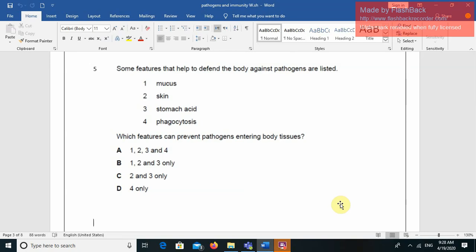Now, phagocytosis: phagocytes come and defend the body after the pathogen gets into the cell. That's why we said that white blood cells can change shape and squeeze out of capillaries to go inside the tissue. So when phagocytosis takes place, that means that the pathogen has already entered the cell and they go to fight it. But to prevent it from getting into the cell in the first place, we have mucus, skin, and stomach acid. So the answer is B.